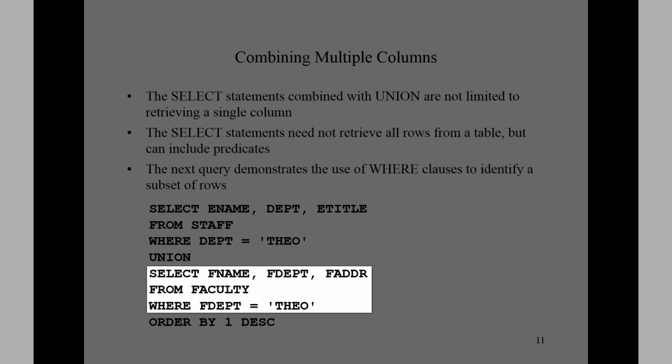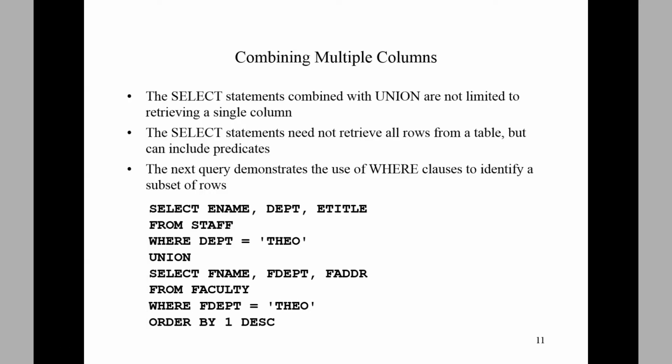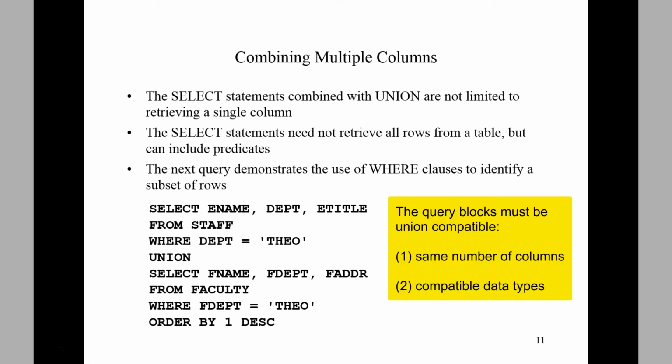We then combine these two sets. So note that union compatibility applies here. Each query block must have the same number of columns. We've satisfied that requirement. Each query block has 3 columns. Additionally, union compatibility says that the corresponding columns must be of a compatible data type. E-name and F-name are both character strings. Department and F-department, both character strings. E-title and address, both character strings. We've satisfied the second requirement of union compatibility.